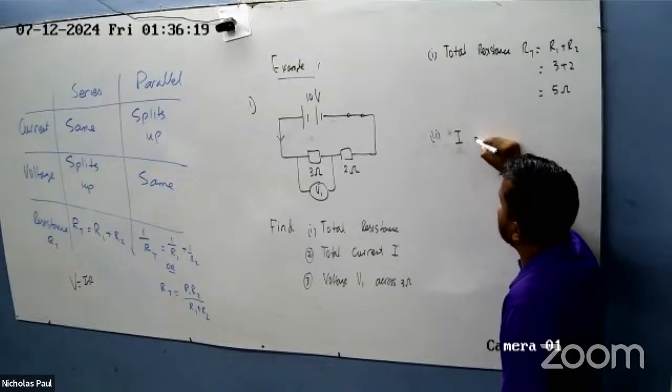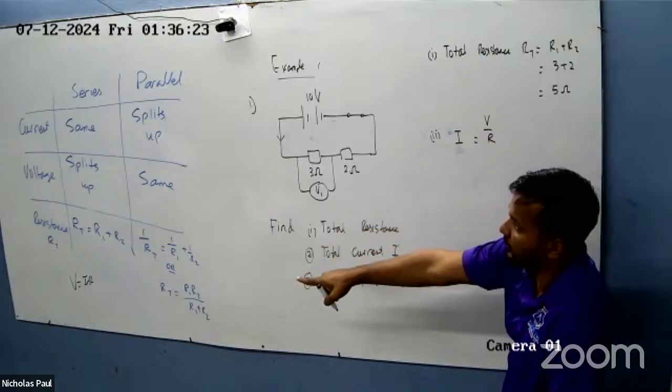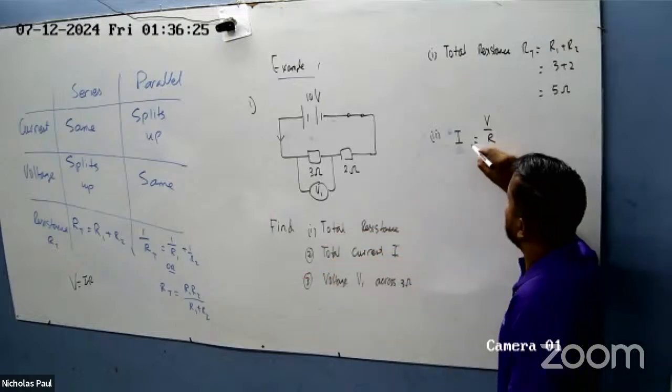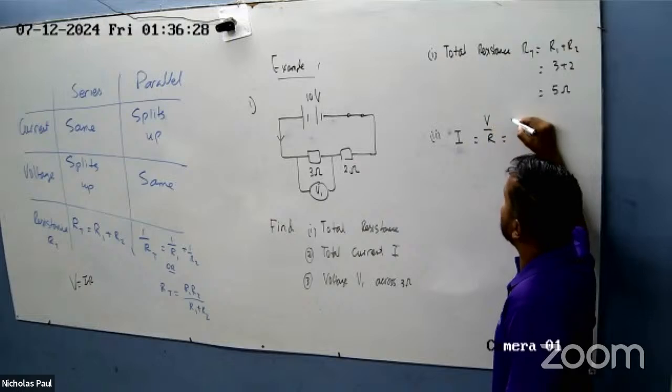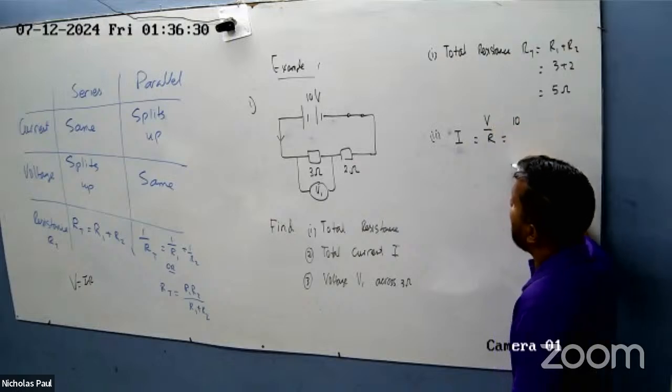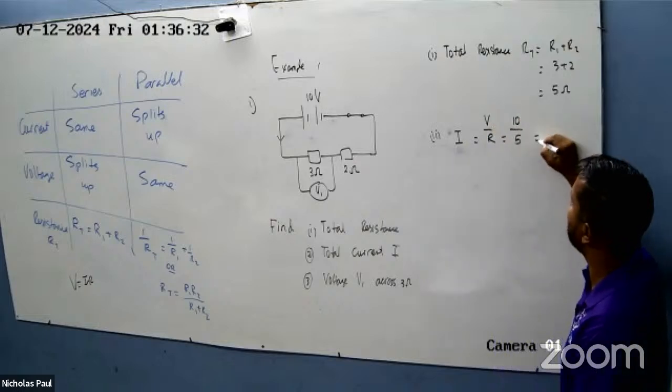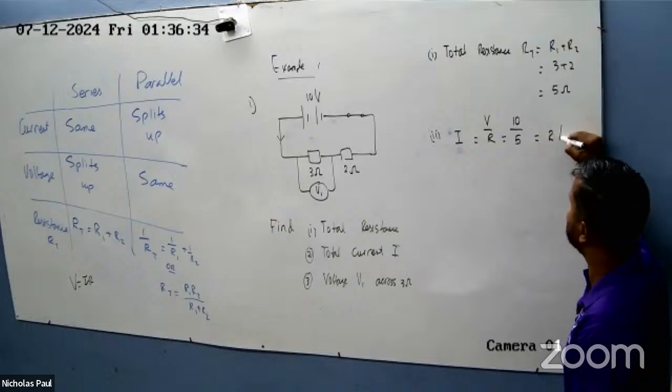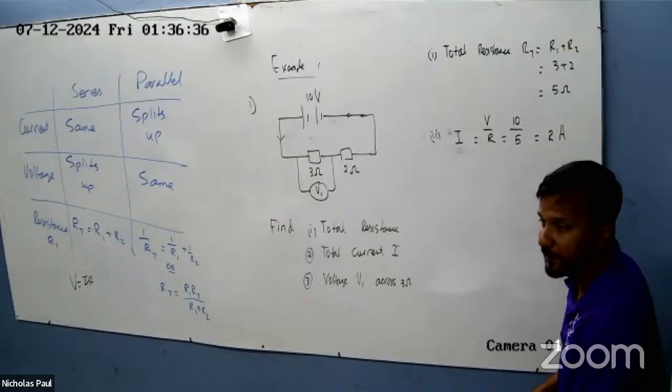Part 2, how do we find current? Current in the whole circuit will be voltage divided by resistance, if we use V is equal to IR, right? So the total voltage is how much? 10, and the total resistance is 5. So the current in the circuit is 2 amperes.